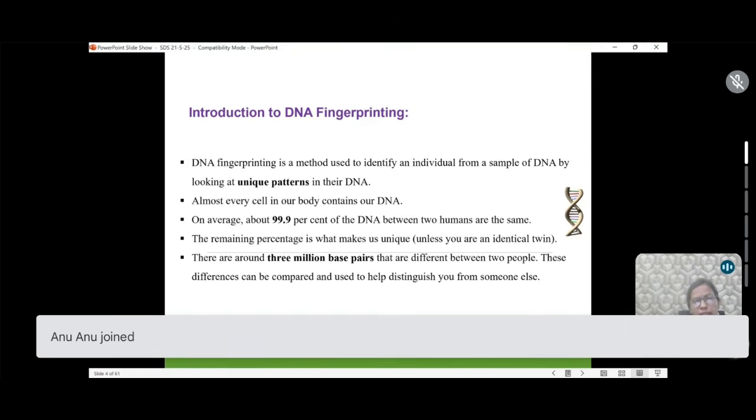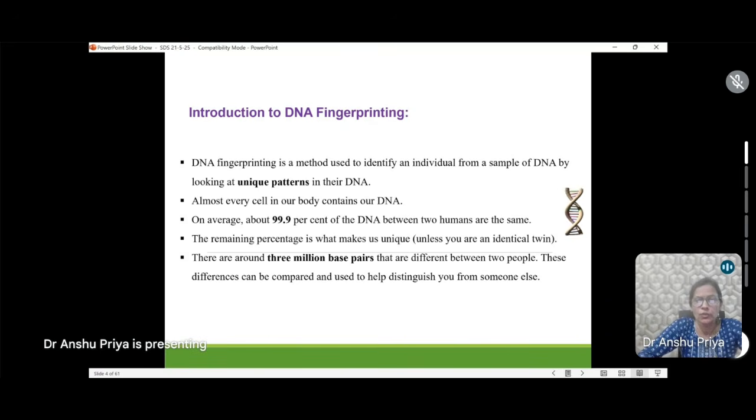So we can say that DNA fingerprinting is a method which is used to identify an individual by looking at a sample of DNA, and we are looking for the unique pattern. What that unique pattern is, I will discuss in a later slide.